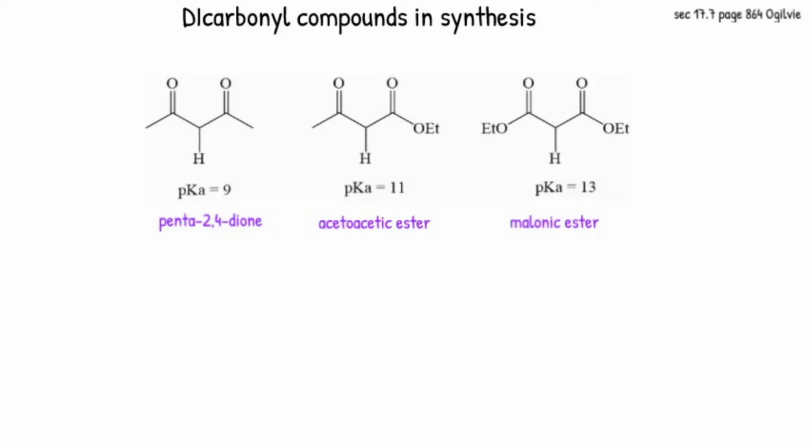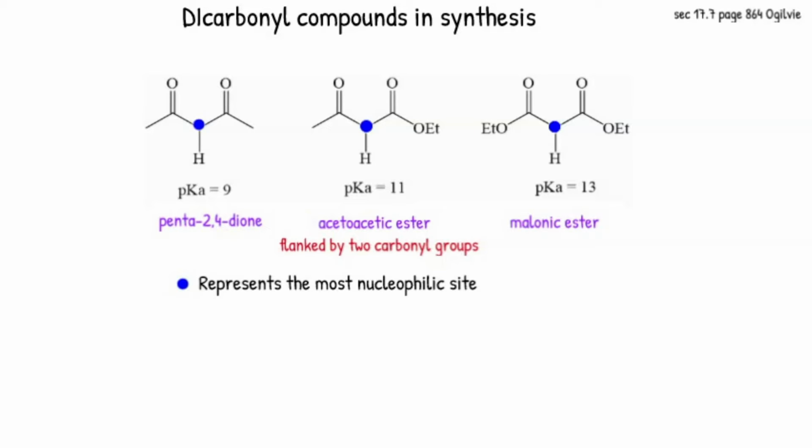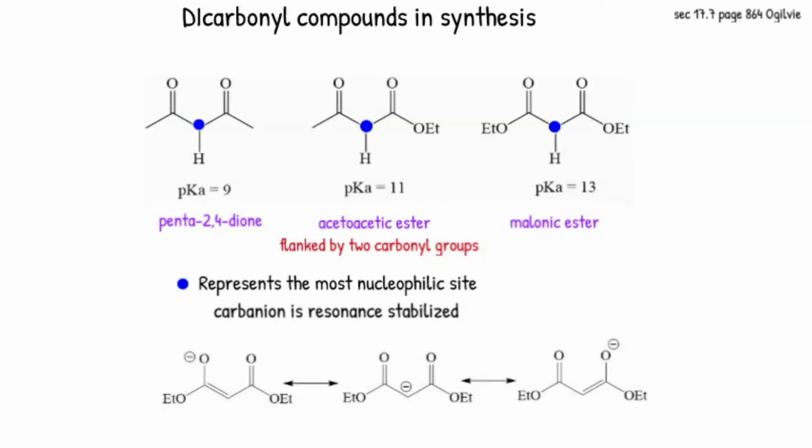Each of these compounds has acidic hydrogens at the alpha carbon because the alpha carbon is flanked by two carbonyl groups. Each of these alpha carbons is easily deprotonated by hydroxide ion or ethoxide ion. The blue dot represents the alpha carbon that becomes a nucleophilic site. This site is resonance stabilized, as shown by these resonance structures.